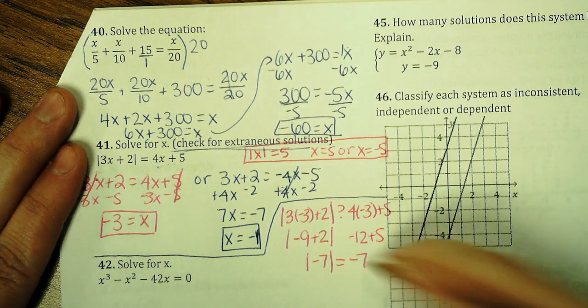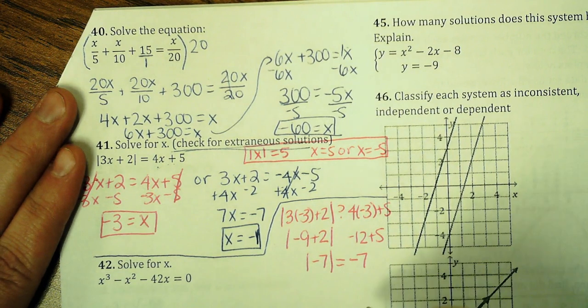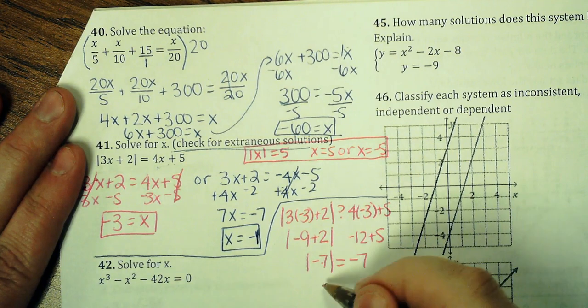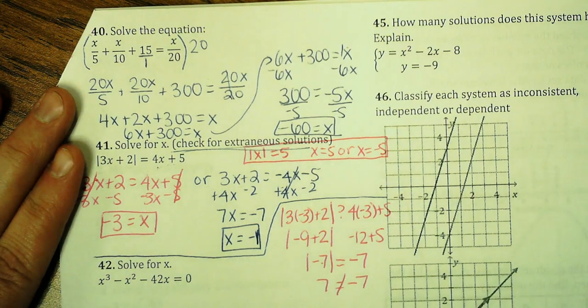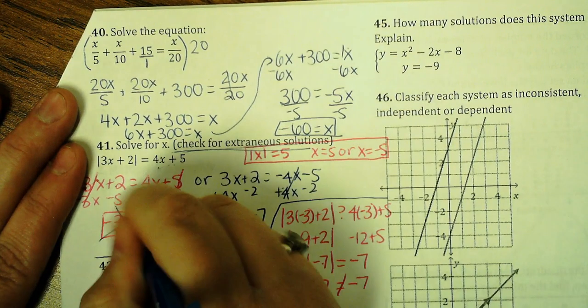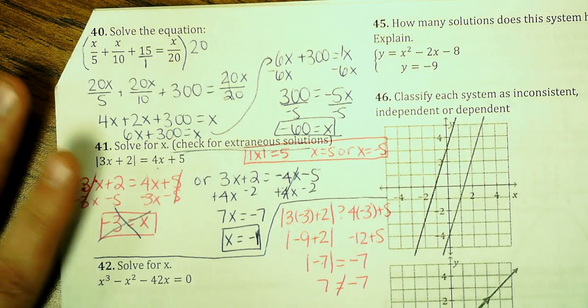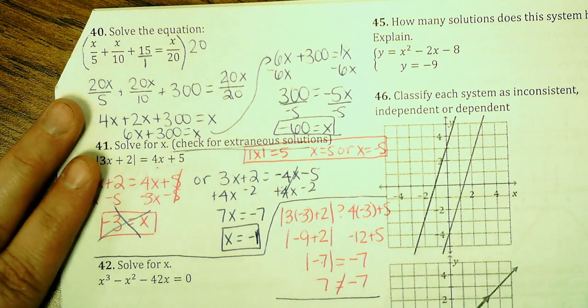This would end up being negative 7. The problem is when I take the absolute value here, no bueno, that is not true. So this is actually extraneous. That's not a solution. And I know I'm bleeding into the next problem here.